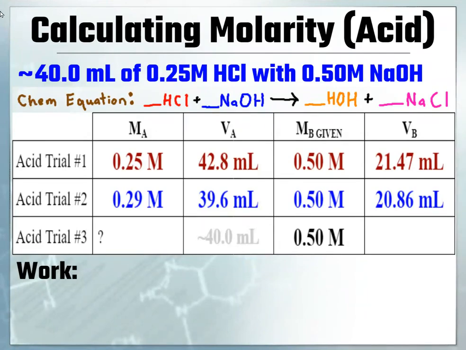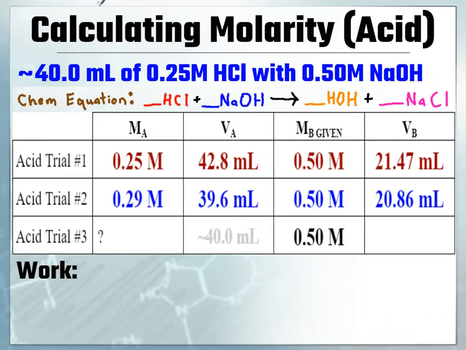We are going to calculate some molarity of an acid. In an earlier video, we calculated the volume of base needed to cancel out some acid. The acid we used at that time was supposed to be about 40 milliliters. You don't have to be super close to it, but make sure you write down whatever it is because you will use that for the math.